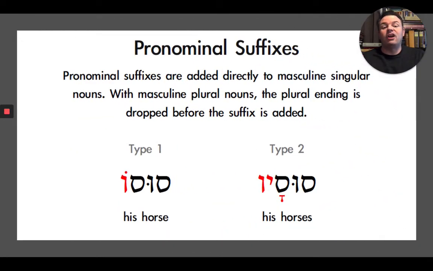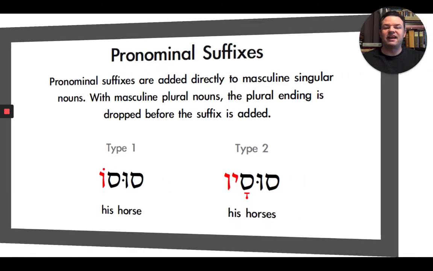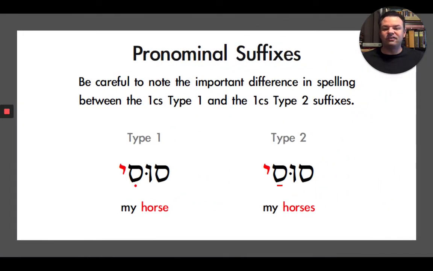Pronominal suffixes are added directly to masculine singular nouns. So you see with a masculine singular noun, you've got that suso, susau, right? So you just got that very easy to recognize.